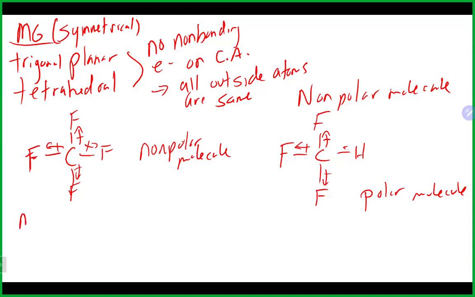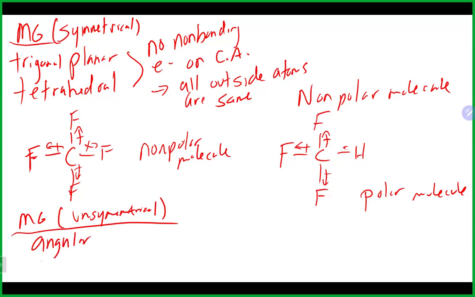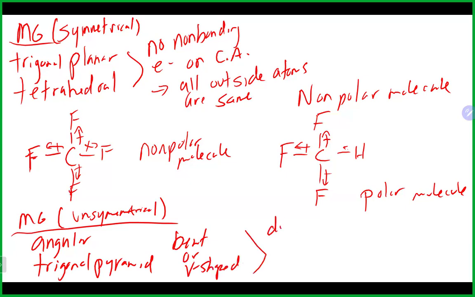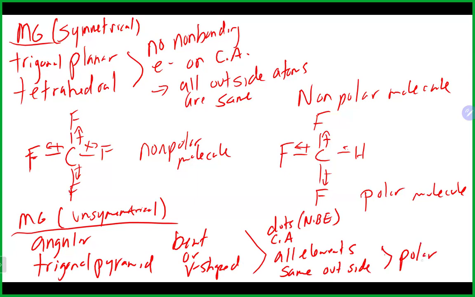That leads us to unsymmetrical geometries, which in your case are our angular, our trigonal pyramid, and our bent, our V-shaped. What all these guys have in common is there are dots on the central atom, our non-bonding electrons. And if all the elements are the same on the outside, you're going to end up with an unsymmetrical geometry and a polar molecule. So it is almost as simple in most cases as looking at your Lewis structure and going dots or no dots, basically.